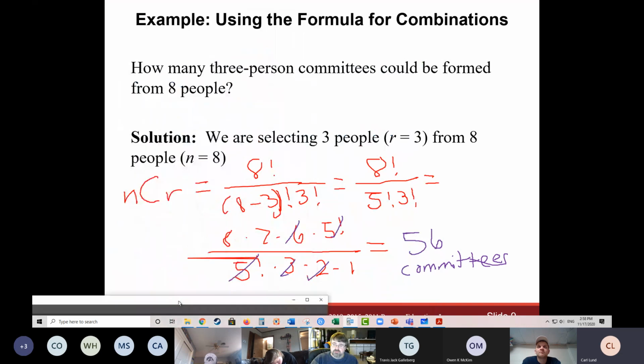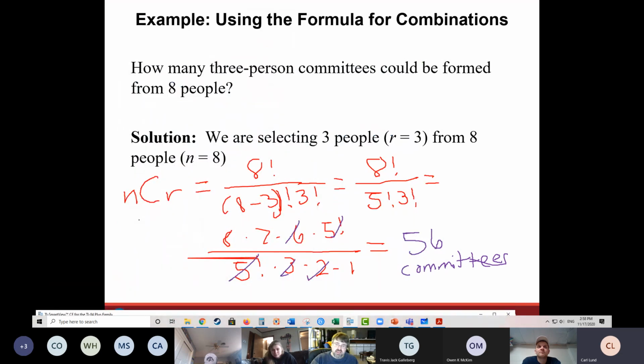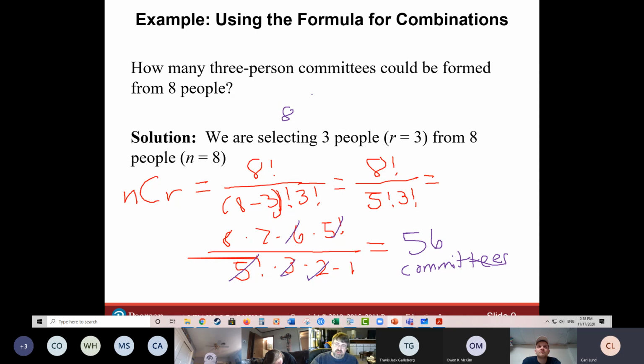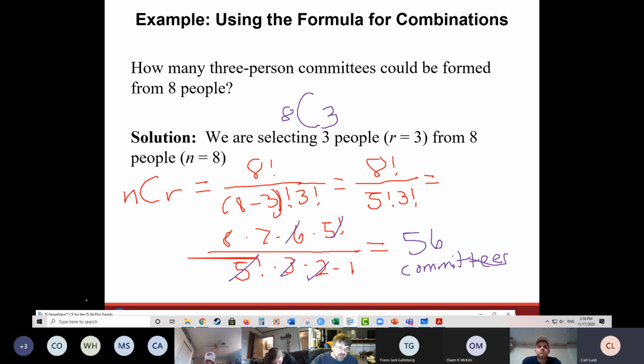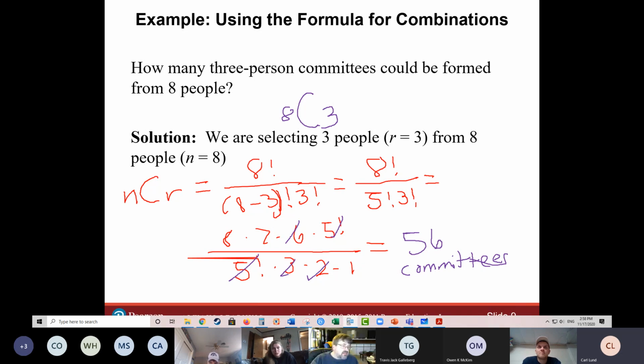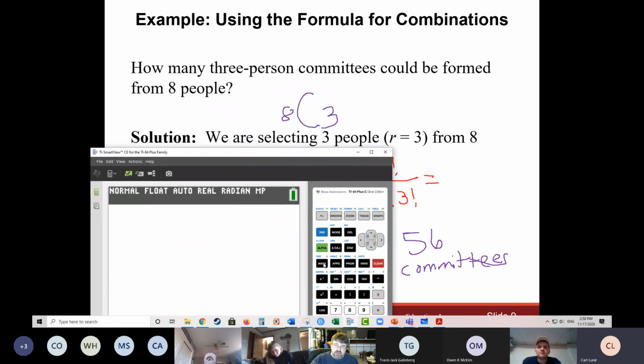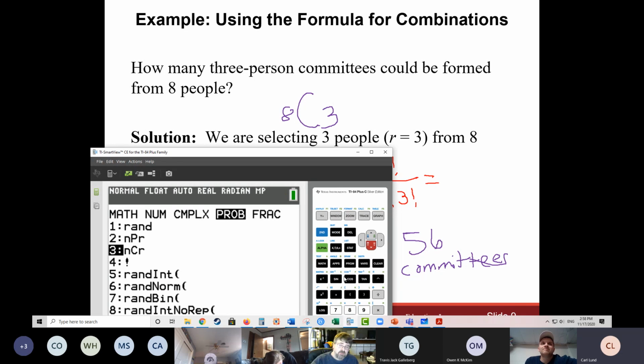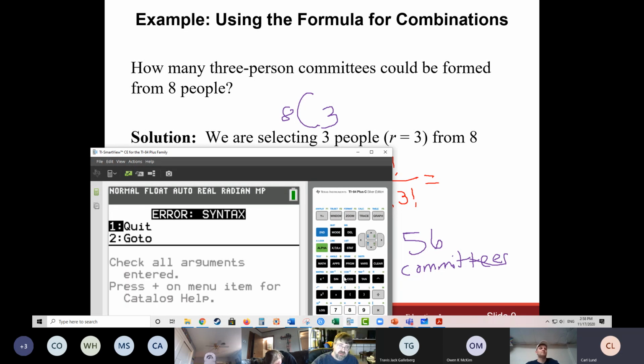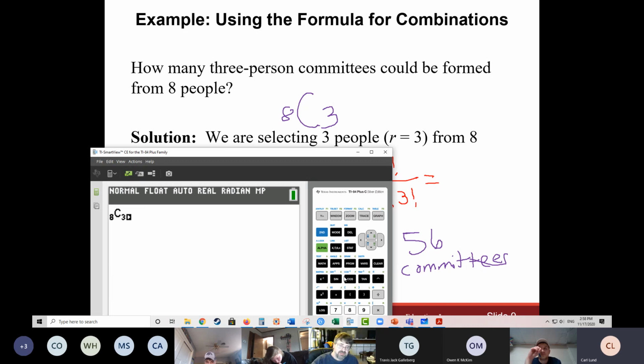And again, we can check this. So this would be 8C3. To find 8C3 on a calculator, we would go to the combination function, 8, whoops, I put them both in, C3, and we get 56.